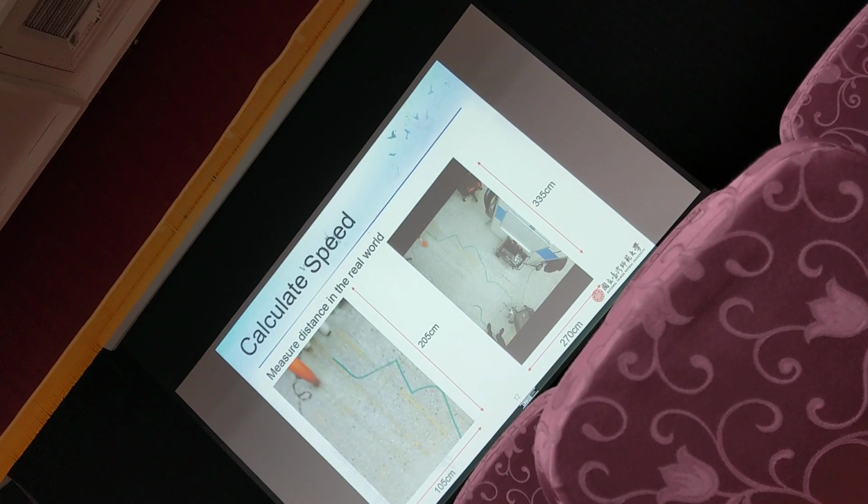Before calculating the speed, it is necessary to first measure the actual distance in the frame to convert how much actual distance each x and y pixel represents, and then divide by time to obtain the speed.